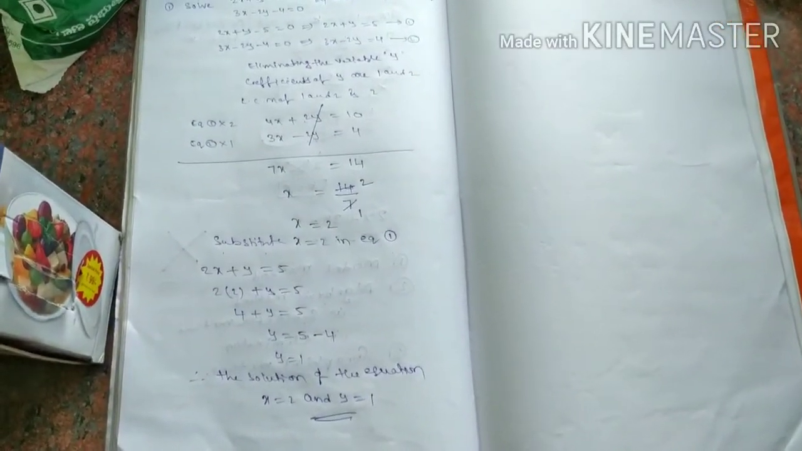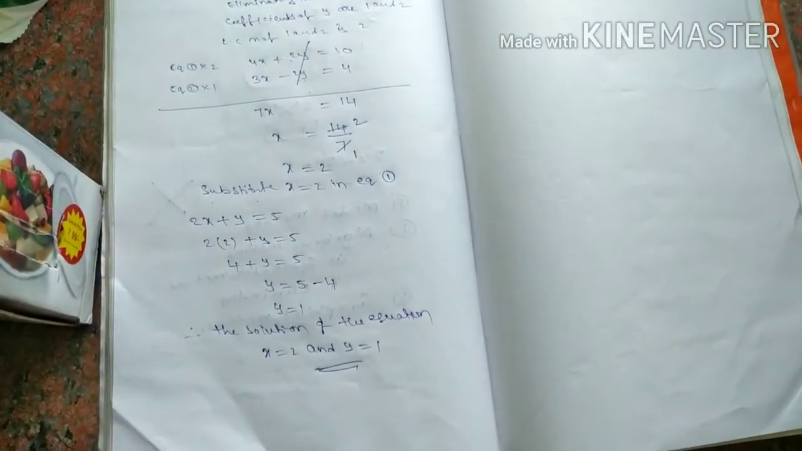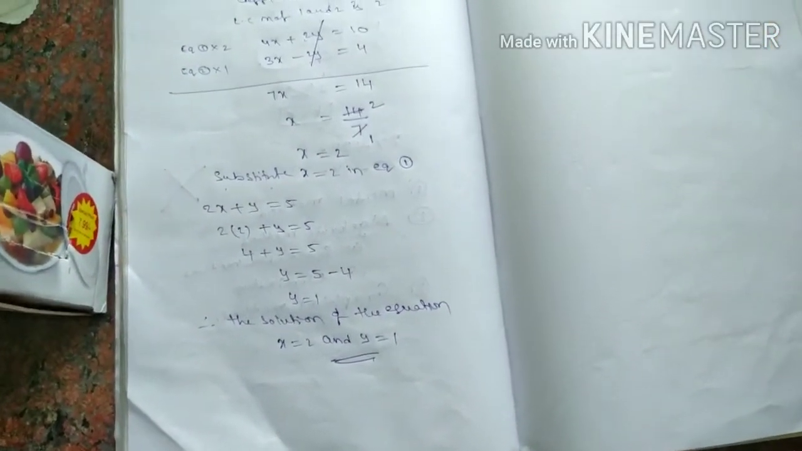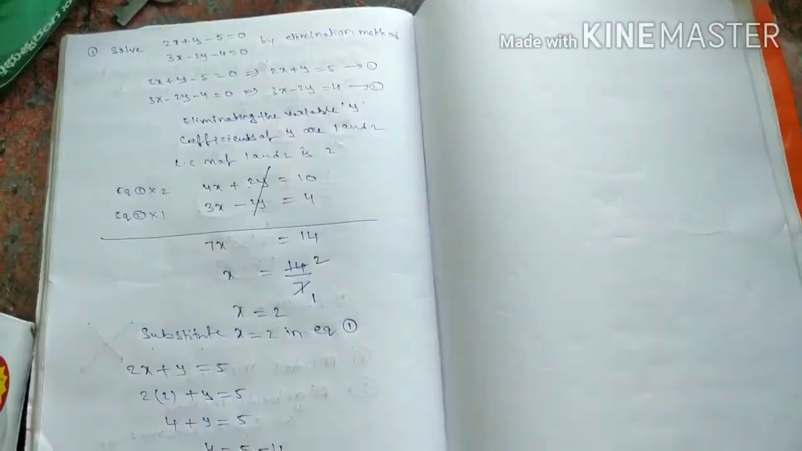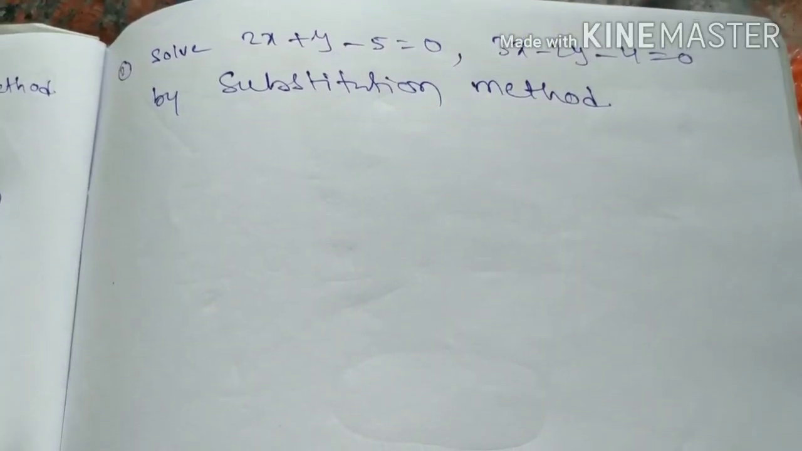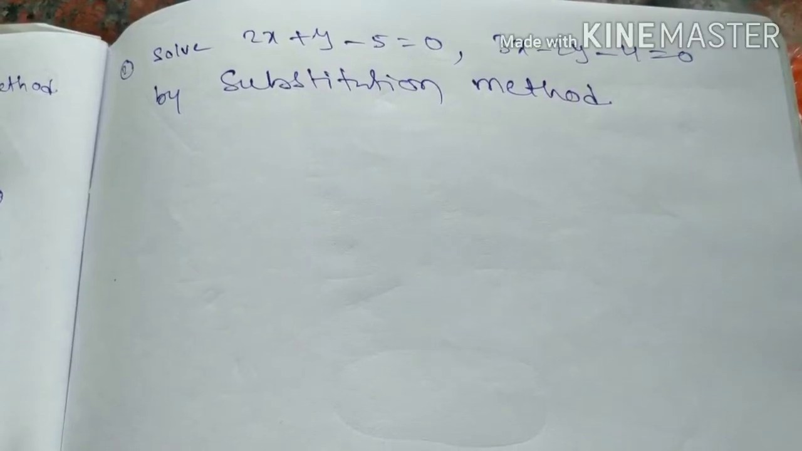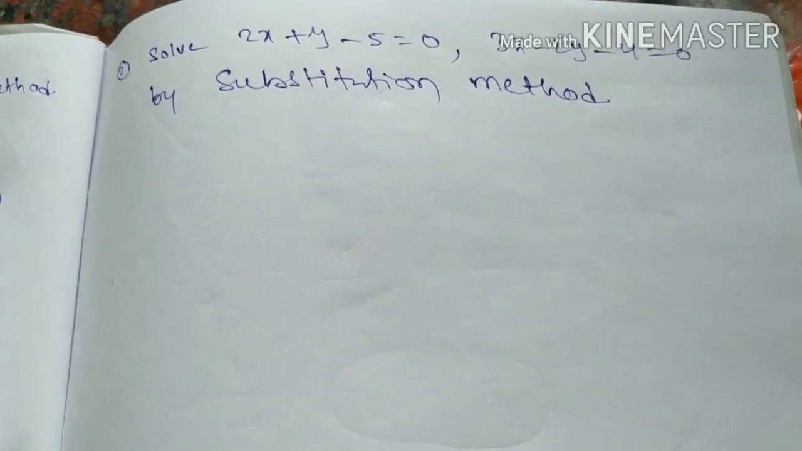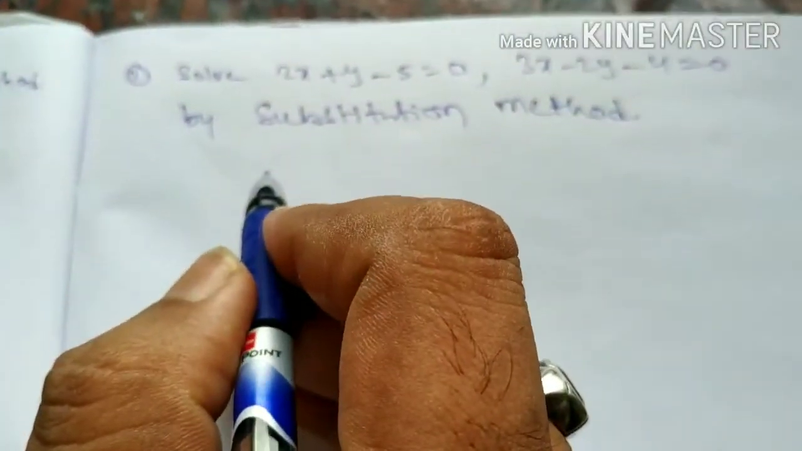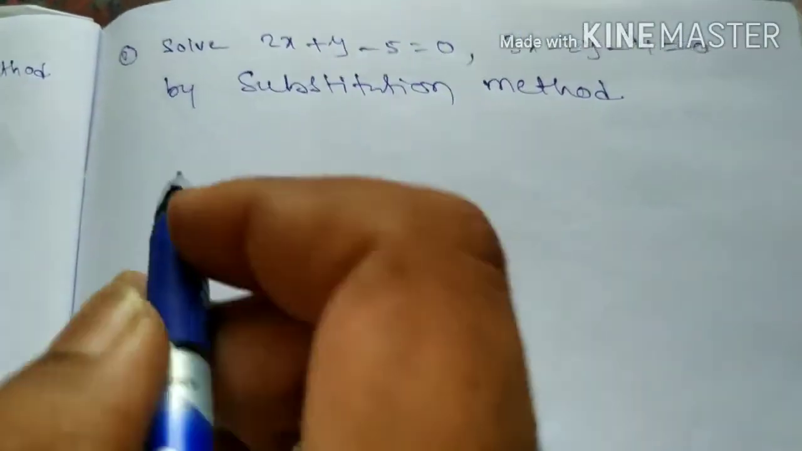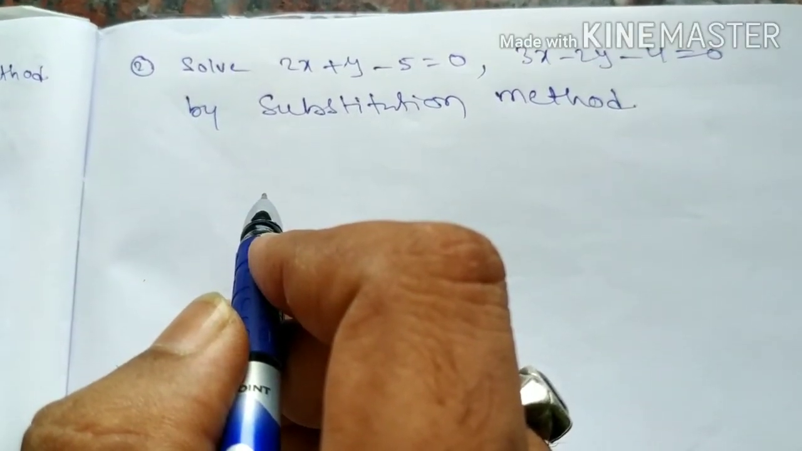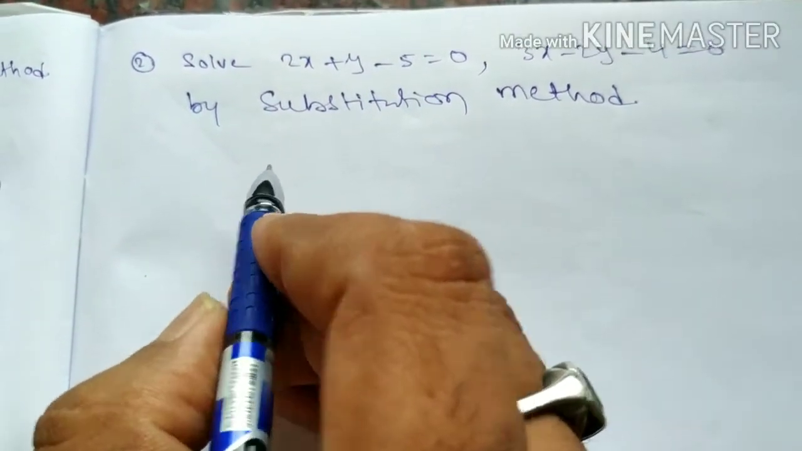So when we are solving the pair of linear equations, we have three methods. From that, in the algebraic method there are the elimination method and the substitution method. So this is the elimination method. Solve 2x plus y minus 5 is equal to 0 and 3x minus 2y minus 4 is equal to 0 by substitution method. So this is the second method from the algebraic method.